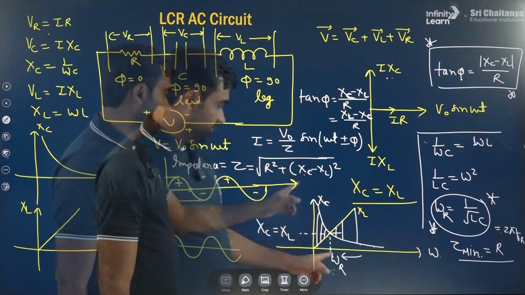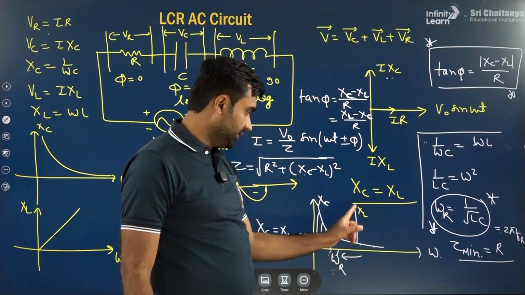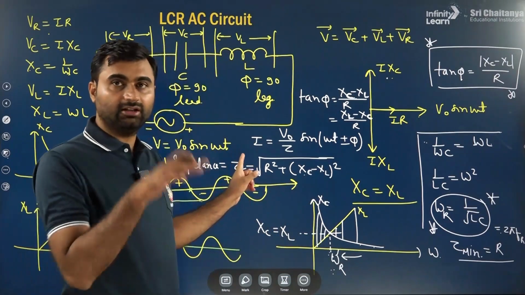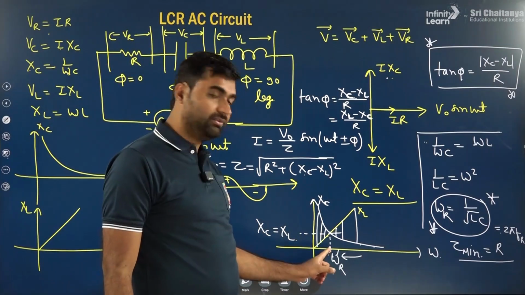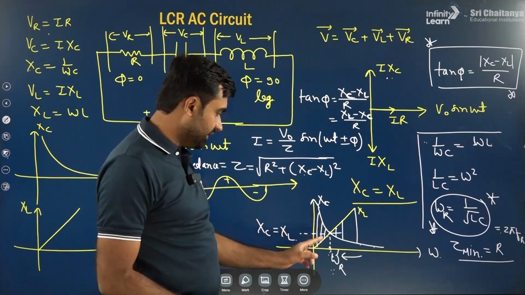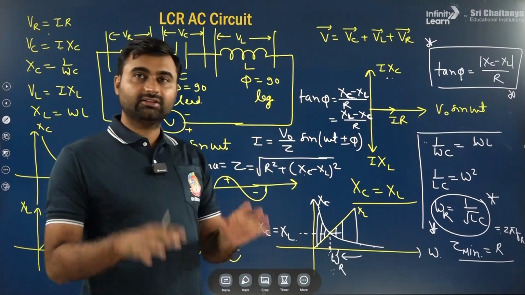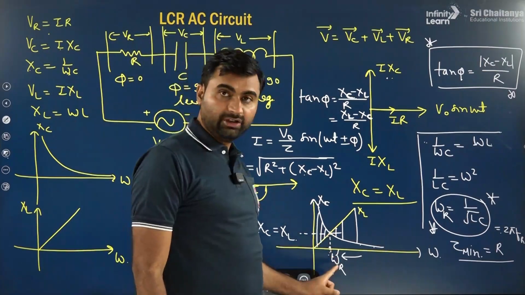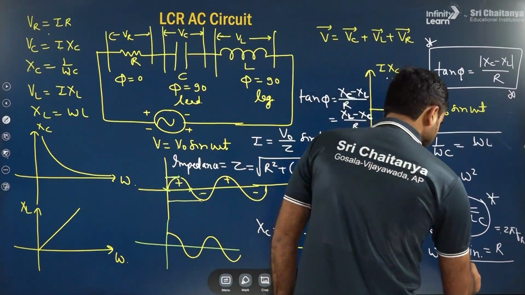Now if the frequency increases beyond the resonating frequency, the difference between XL and Xc increases. If it increases, the Z value increases and the current value decreases. If the frequency decreases below the resonating frequency, the difference between them also increases, so Z increases and current decreases. So current is maximum only when Z is minimum. Z minimum value is R, and the maximum current value is how much?